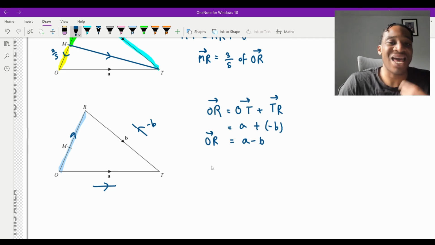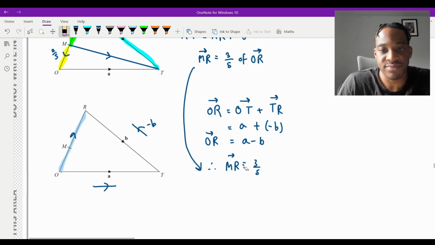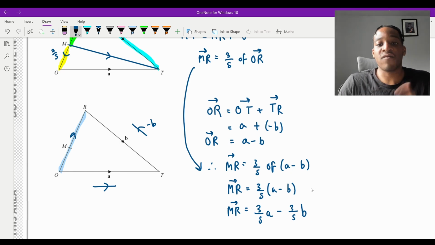Why is this helpful? Because remember, we need M to R, which is 3/5 of O to R. So I could say from here, therefore, the vector M to R is just going to be 3/5 of O to R, which is A minus B. So actually I can write this here and say that M to R then is just equal to 3/5 multiplied by A minus B. So I'm just going to expand this bracket. M to R is going to equal 3/5 A minus 3/5 B, like this here. So now I've got M to R.